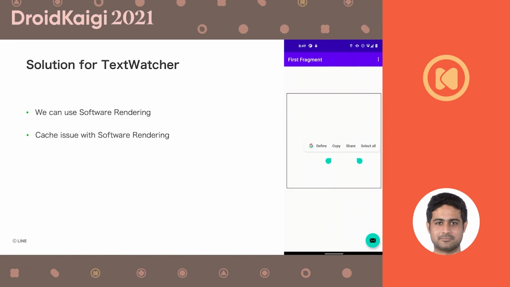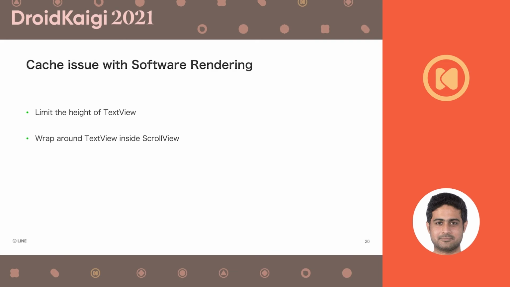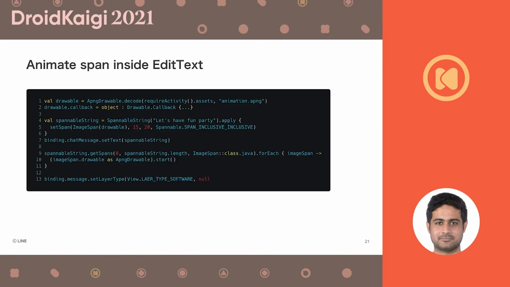So there are a number of solutions that we can apply to fix this issue. One is we can limit the height of the text view, like we want to display a limited number of characters or data on screen. By limiting the height of the text view, we can achieve this behavior. Another solution would be to wrap the text view inside a scroll view. So only a limited number of characters or data is displayed on the screen, and we can really save our cache size.